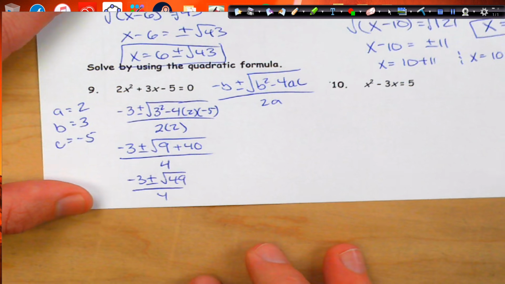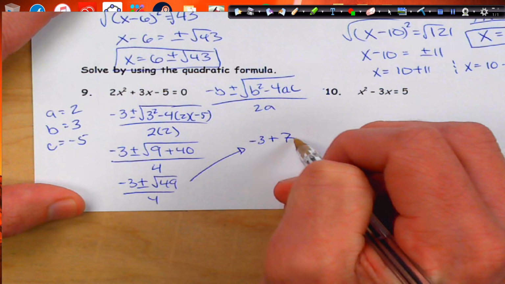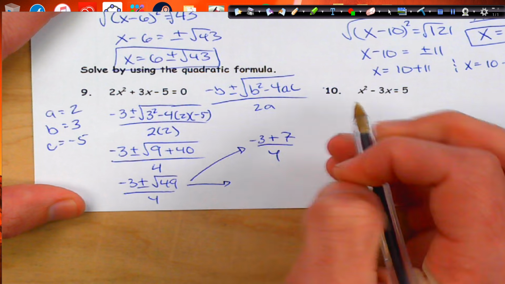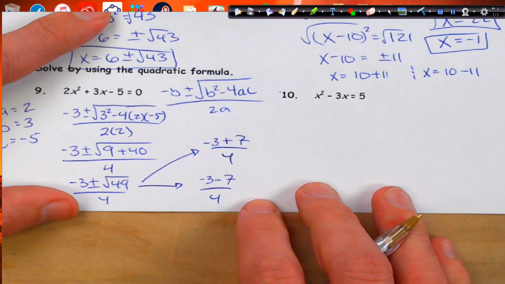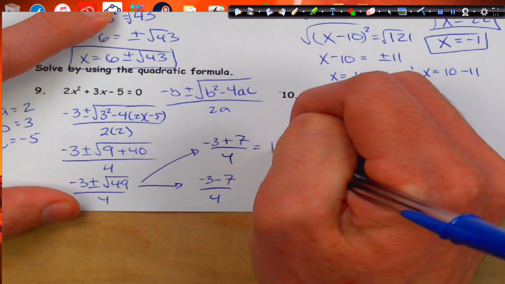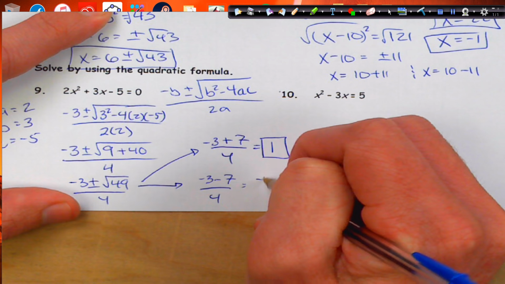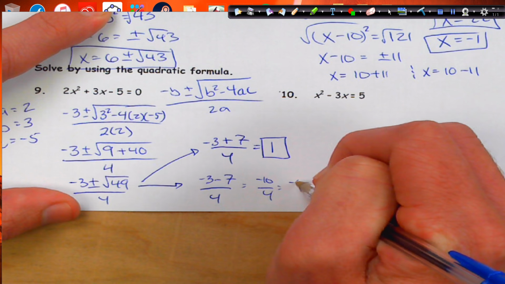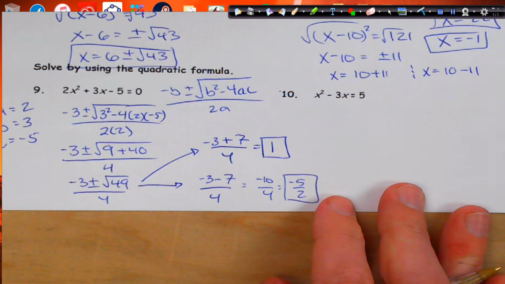And that's going to actually wind up with two answers. We're going to get negative 3 plus 7 over 4, and we're going to get negative 3 minus 7 over 4. And so this is going to become 4 over 4, or just 1. This is going to become negative 10 over 4, which reduces to negative 5 over 2. And those are my two solutions.